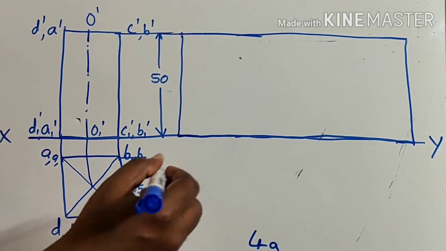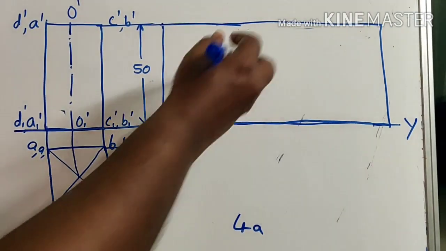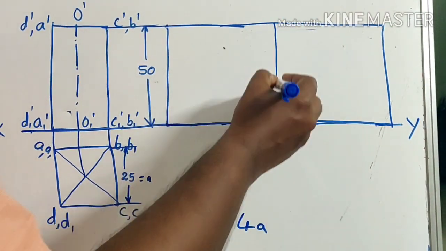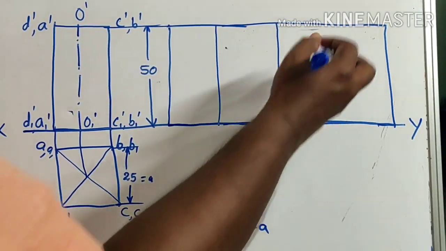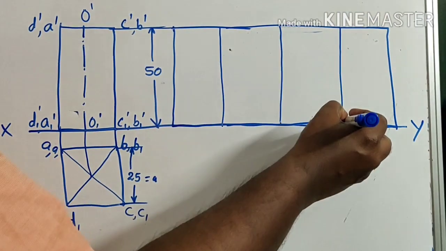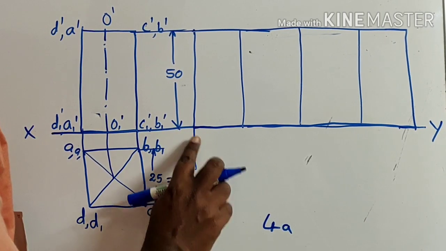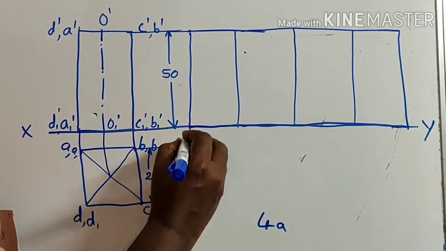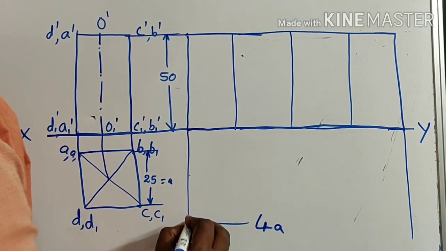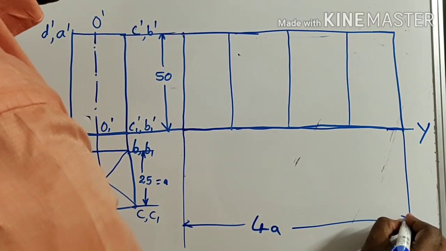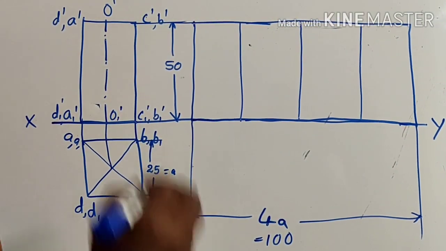Okay. Now I have to divide this into 4 equal parts. While dividing this into 4 equal parts, each division should be 25. So the total length of this one is 4A, which is equal to 100 here.